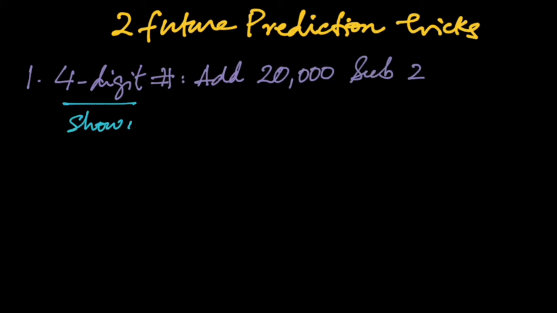Now let's do tricks on future prediction. So let's take the first trick. Here we are going to have 2 things. First, we are going to think about a 4-digit number which we will write, and then we will calculate a sum by adding 20,000 to that number and subtracting 2 from it, and we are going to write that on a piece of paper and fold it so that no one sees it, but we will keep the paper in front of everybody.